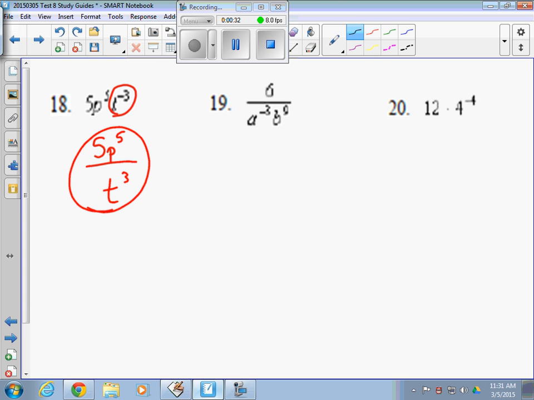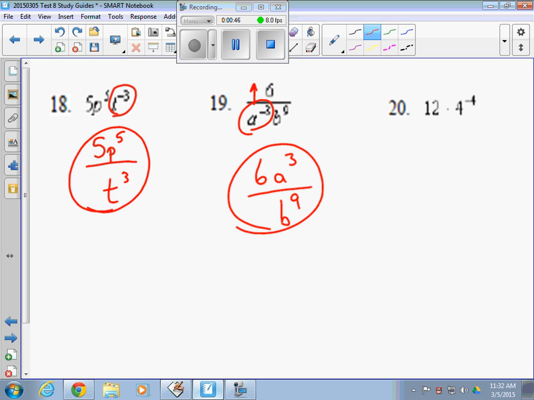Number 19 says 6 over a to the negative 3rd b to the 9th. A to the negative 3rd is going to ride the elevator up, so it'll be 6 a to the positive 3rd over b to the 9th. Nothing else is negative. It stays right where it is.